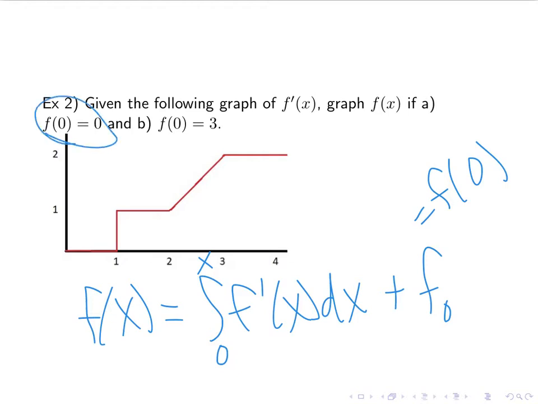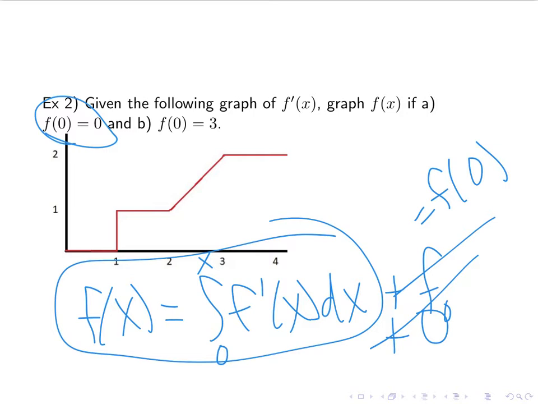So we're going to start with f of 0 equaling 0. So this is going to be plus 0, so we don't have to worry about it. Okay, so we're just looking for f of x equals the integral from 0 to x of f prime of x dx. And that's what we're going to be using to figure out this function.